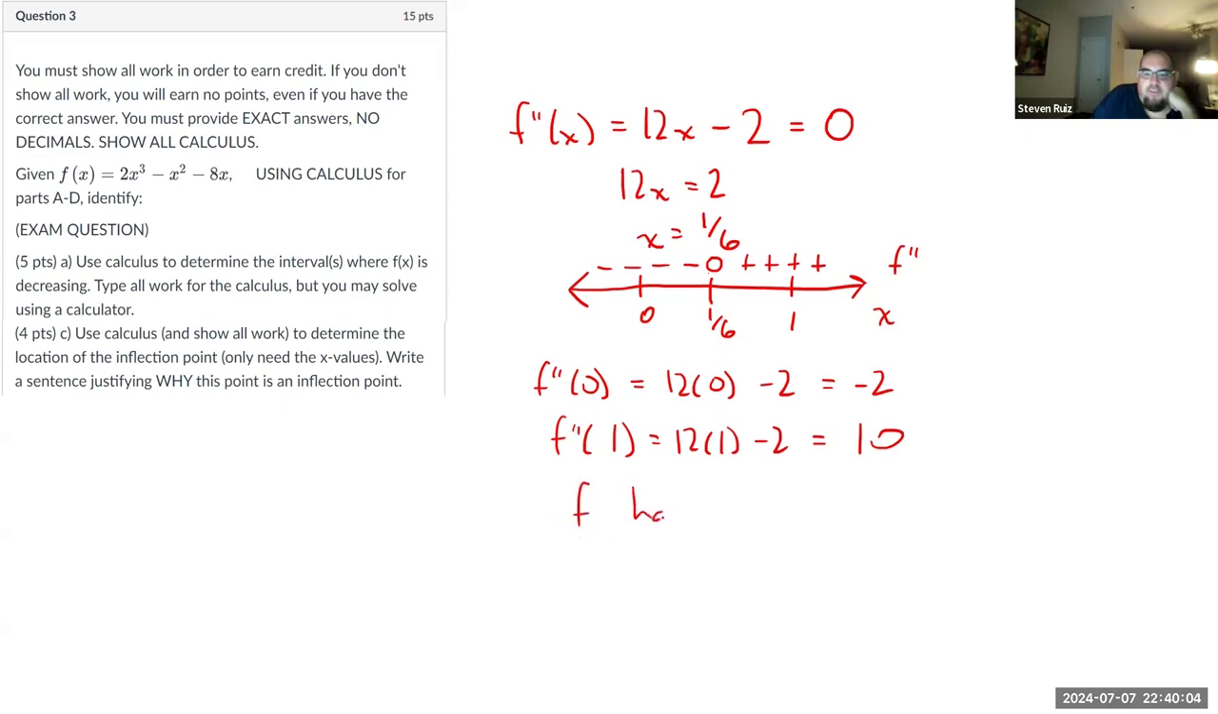F has an inflection point at x equals 1 over 6. All right, that's all for question 3.